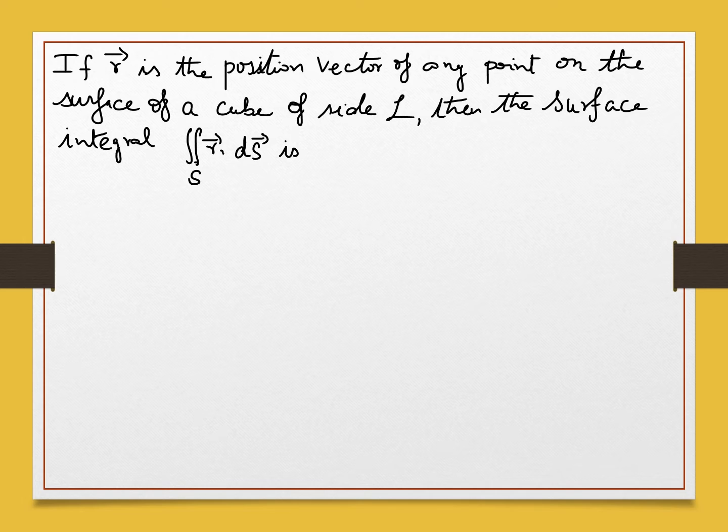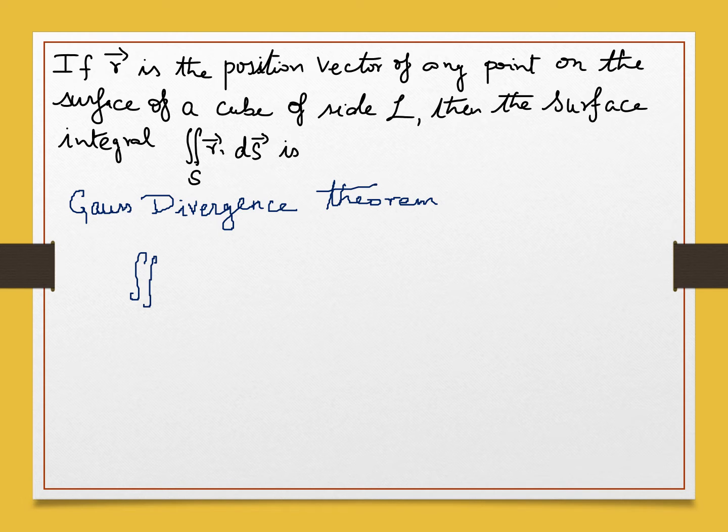So according to the Gauss divergence theorem, we can relate the surface integral of any vector with the volume integral of the divergence of R dV over the object. The surface integral is converted into the volume integral.